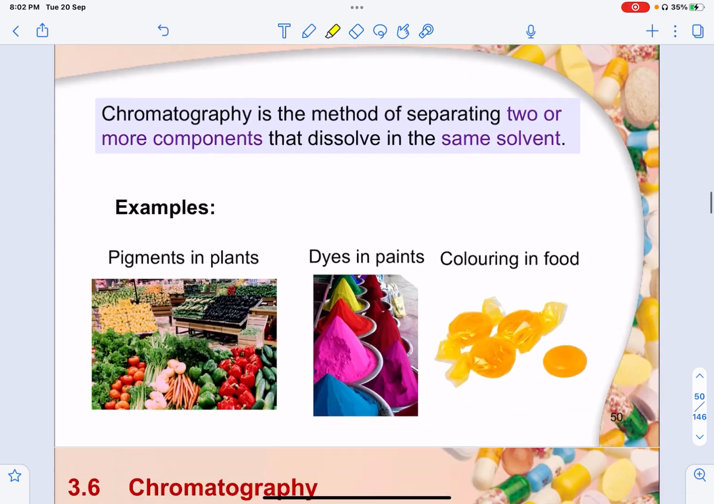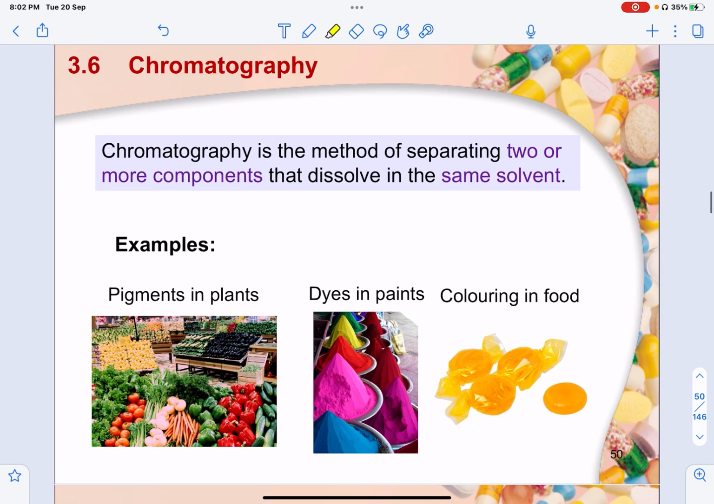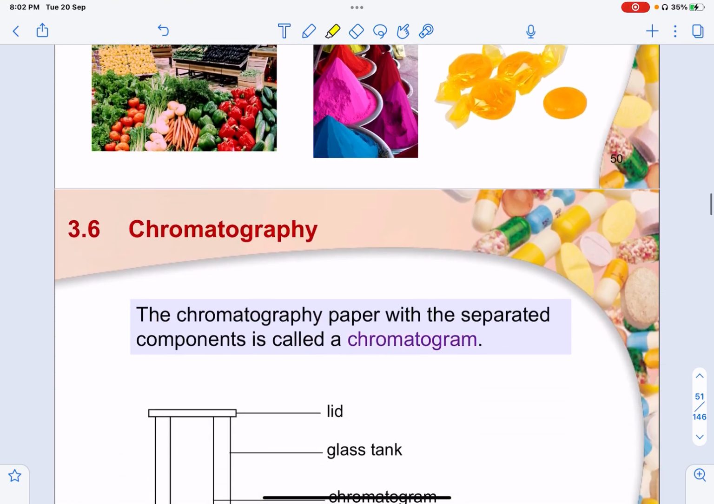Then finally, we look into chromatography. So chromatography is this method of separating two or more components that are generally dissolved in the same solvent. So how is this actually done?